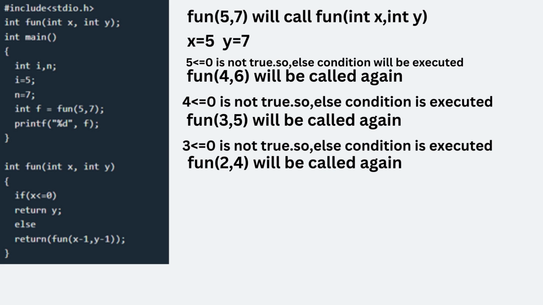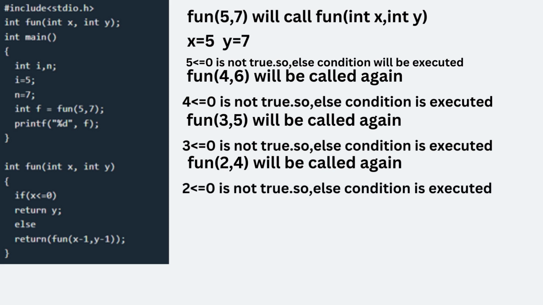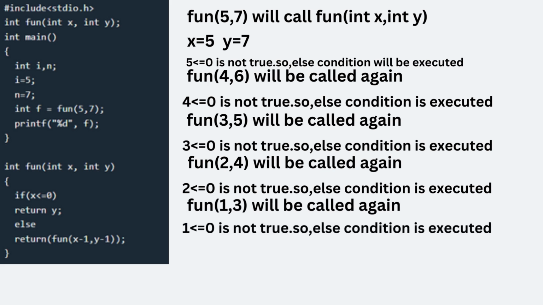Here again in function of 2 comma 4, 2 less than or equals to 0 is not true, so else condition will be executed. Function of 2 minus 1 comma 4 minus 1. Function of 1 comma 3 will be returned and called again. Similarly, 1 less than or equals to 0 is not true. So else condition will be executed again. Function of 0 comma 2 will be returned and called again.